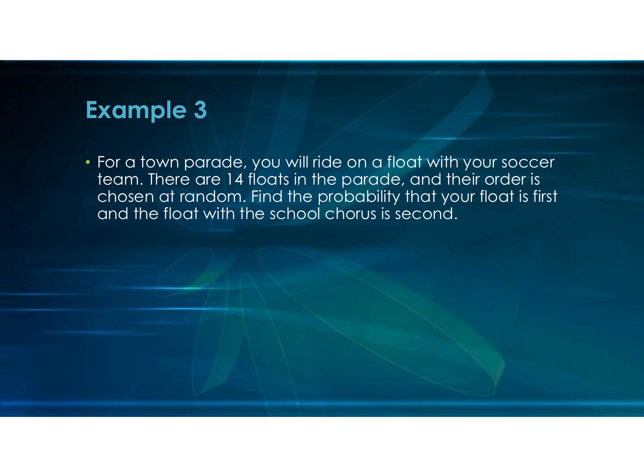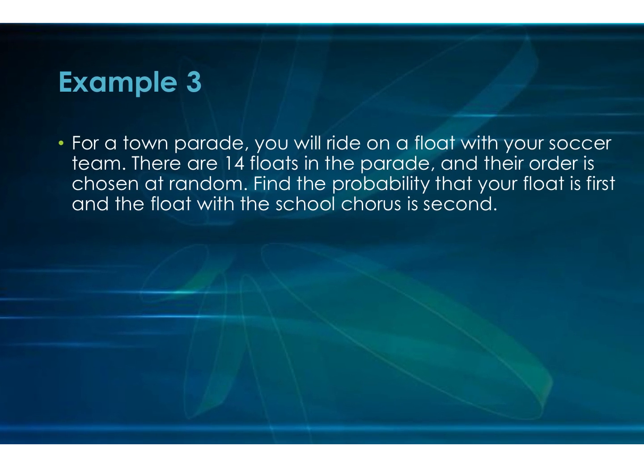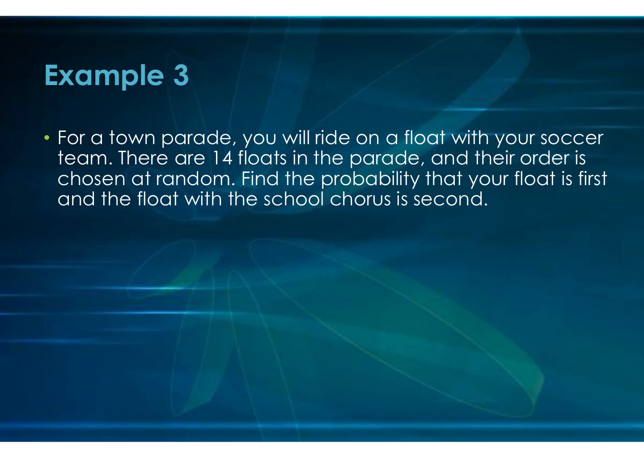your soccer team. There are 14 floats in the parade, and their order is chosen at random. Find the probability that your float is first, and the float with the school chorus is second. So for this question, I'm having a probability. That means I'm going to write some sort of ratio. Keep in mind you will have fractions. Please make sure they're written in simplest form.